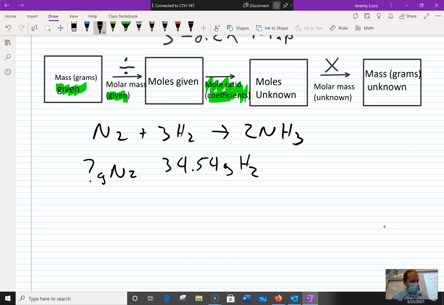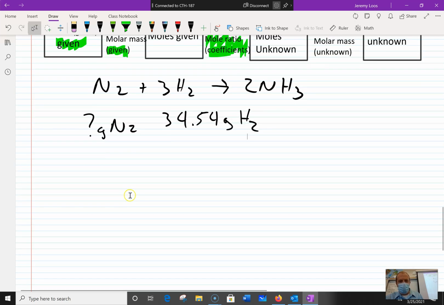Now, don't get too wrapped up, and some people get a little confused, when it says react with, or like the question below says required to produce, and so on. That type of language doesn't change anything about how you do the problem. It's just saying react with because nitrogen is another one of the reactants. I can use this same process and this information. I could either figure out the grams of NH3 that I'm going to make, or I could figure out the grams of nitrogen that's going to react. The process would be exactly the same. So that language doesn't really change how you approach the problem.